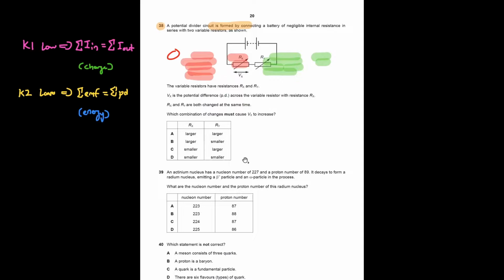Here they said that for Kirchhoff's first law, the sum of currents entering a junction equals the sum of currents leaving the junction, and is based on the principle of conservation of charge. And then for Kirchhoff's second law, the sum of the EMF around any closed loop in a circuit equals the sum of the PDs around the same loop, which is based on the principle of conservation of energy. So answer A is rightly the correct one. Then you look at question 38 from there.